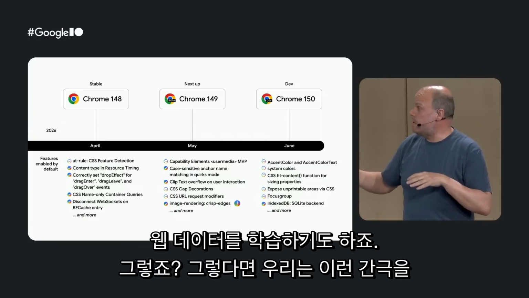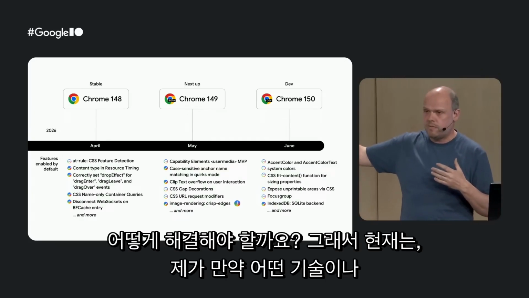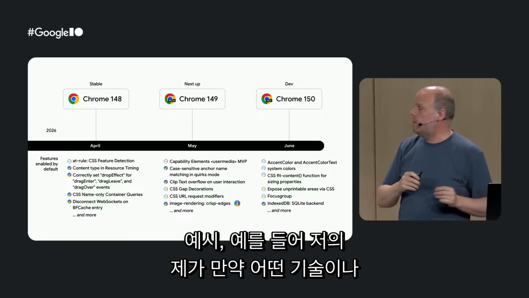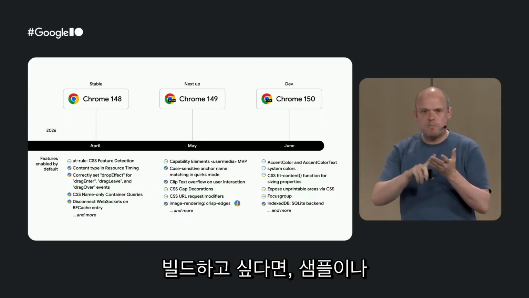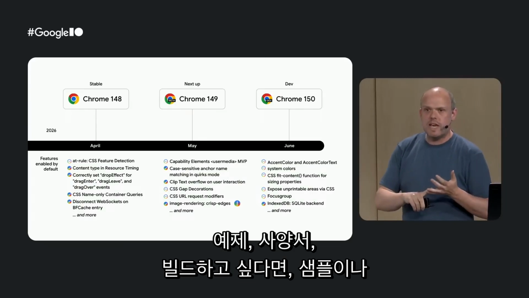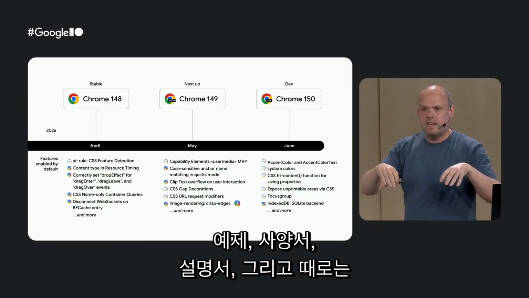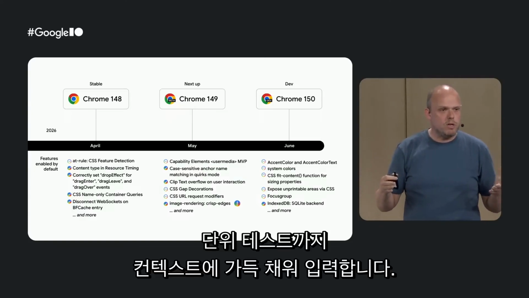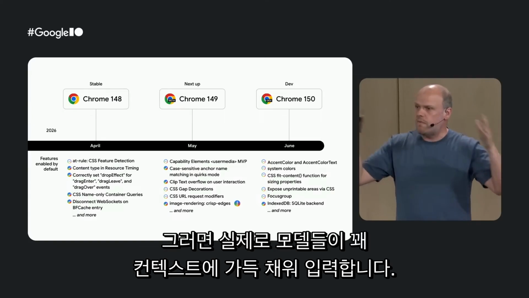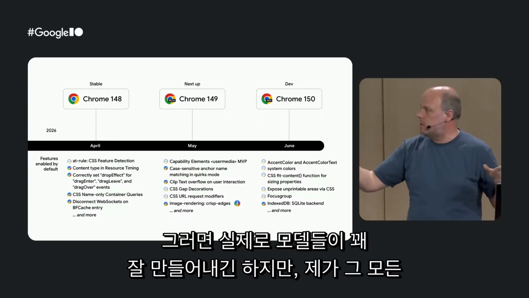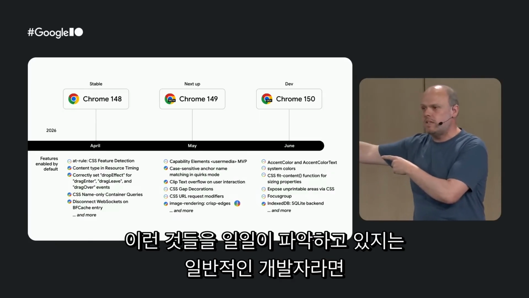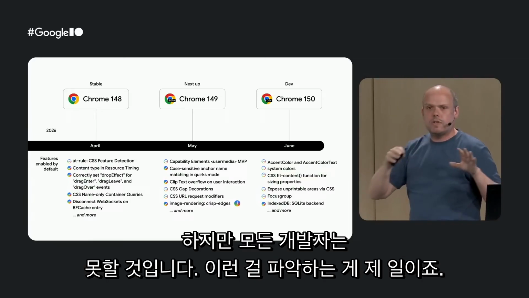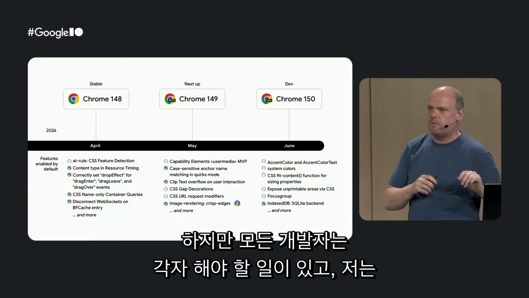So today, if I want to build some technology, for example my HTML and Canvas demo, I would load up the context with the samples, the examples, the spec, the explainer, some unit tests sometimes, submit that in, and then they're actually pretty good at building. But I have to know about all of that context. And if you're a general developer, you're not staying on top of things. It's my job to stay on top of all these things. Every other developer is just like, I've just got a job to do. I need to implement some functionality for my business.